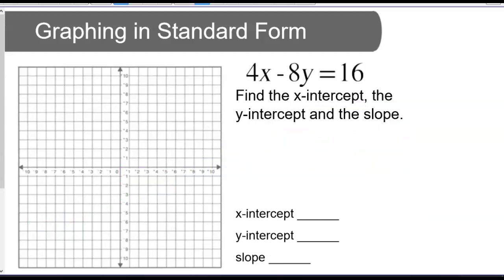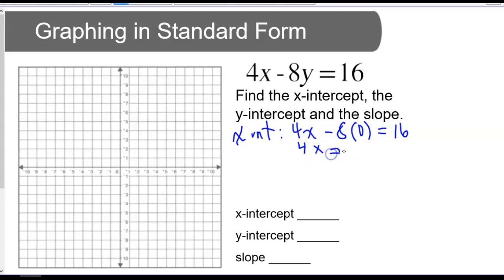Alright, here's one for you to try on your own. First find the x-intercept, and then the y-intercept, and then the slope, and then sketch the graph on your paper. So first, to find the x-intercept, I'm going to make my y-coordinate 0. So 4 times x minus 8 times 0 equals 16. Well, I get 4x equals 16, and x is equal to 4.